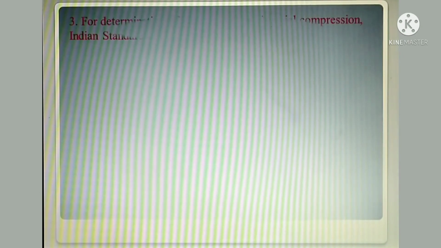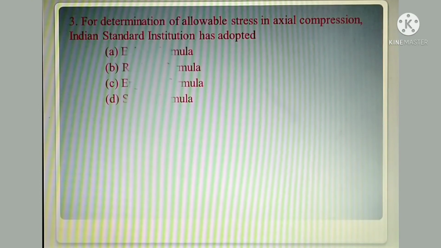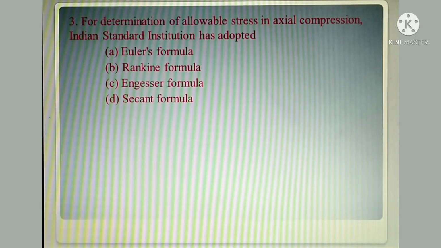Third question. For determination of allowable stress in axial compression, the Indian Standard Institution has adopted: option A, Euler's formula; B, Rankine formula; C, Ezer's formula; and D, secant formula. The answer is option D, secant formula.